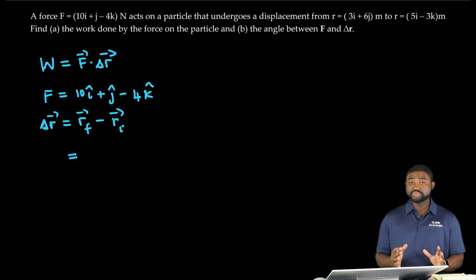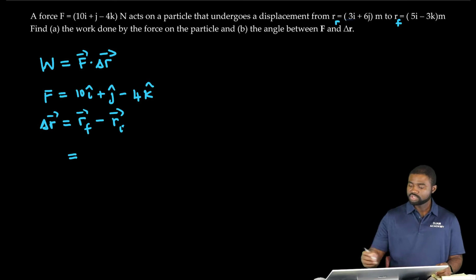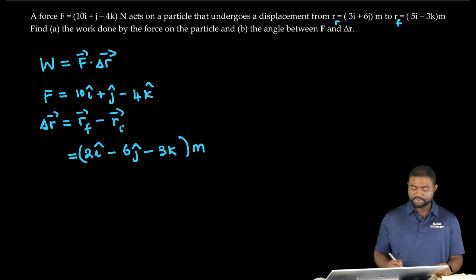When you are adding or subtracting vectors, you only add and subtract the corresponding components. Let me say that again. When you are adding or subtracting vectors, you add and subtract the corresponding components. So this is our final, and this is our initial. So 5i minus 3i gives us 2i. Remember, it's 5i minus 5k, which means that the j component is 0. So 0 minus 6 is negative 6j. Now you have negative 5k minus 0, which gives us negative 5k. This is the displacement of the particle.